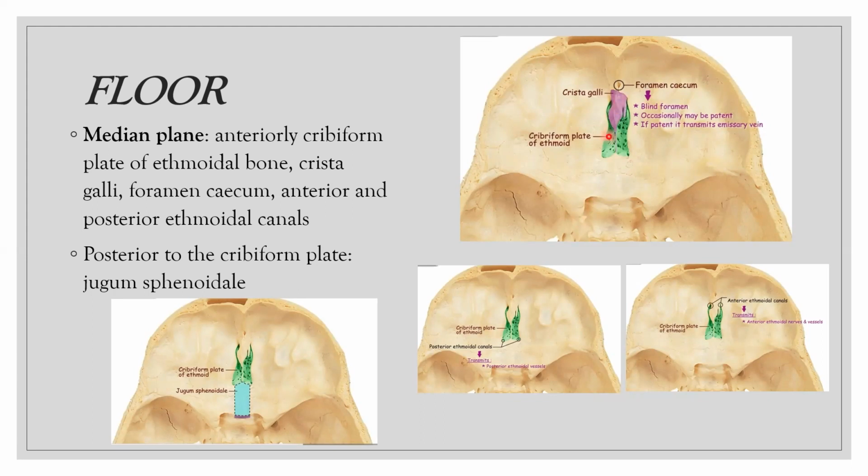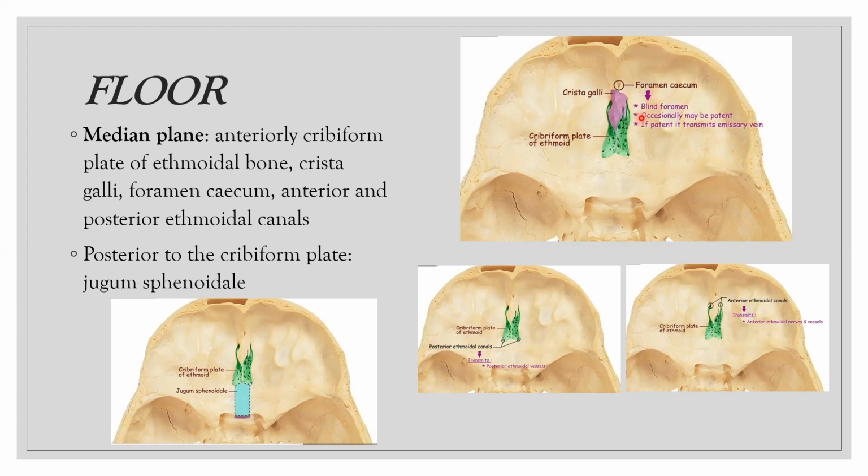Now, just anterior to the cribriform plate is a depression called the foramen cecum. Cecum comes from the Latin word caecus, which means blind. So foramen cecum, or the blind foramen. Occasionally, this foramen may be patent, and when it is patent, it usually transmits an emissary vein.